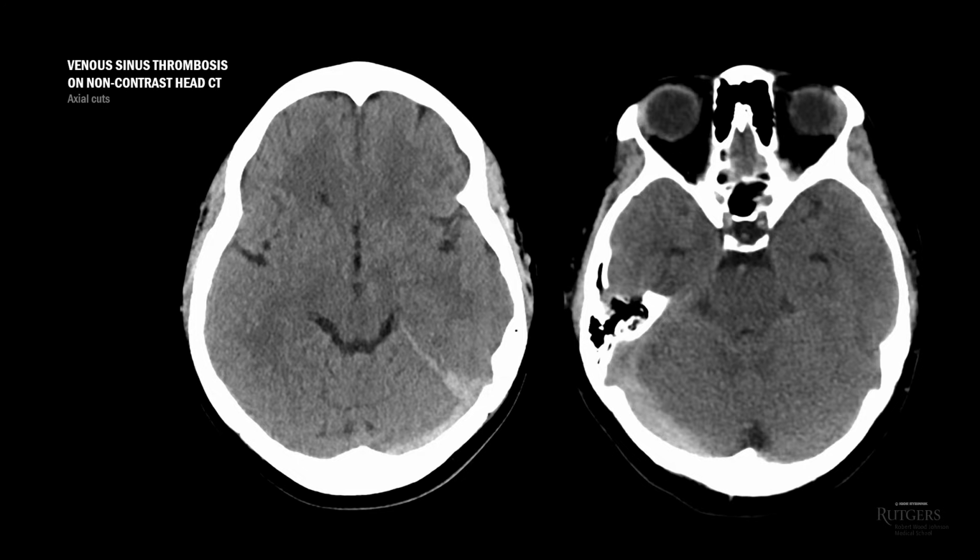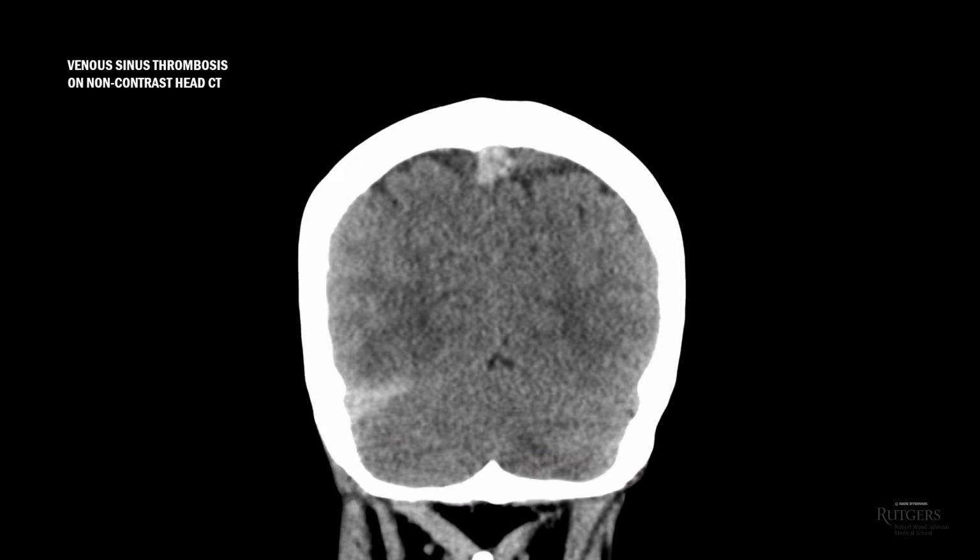That's right, the transverse sinuses look hyperdense, suggestive of acute thrombosis. This is referred to as the cord sign. This sign may persist for up to 2 weeks, after which the thrombosed sinus becomes isodense to the brain parenchyma. This is a coronal non-contrast head CT. What's abnormal here? Right again, 2 cord signs, one correlating with a thrombosed superior sagittal sinus, and the other with a thrombosed transverse sinus.